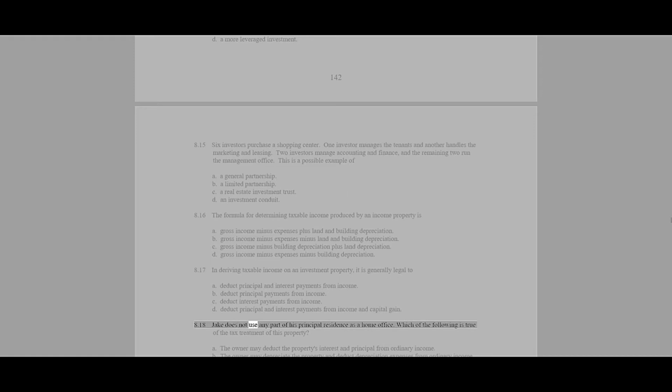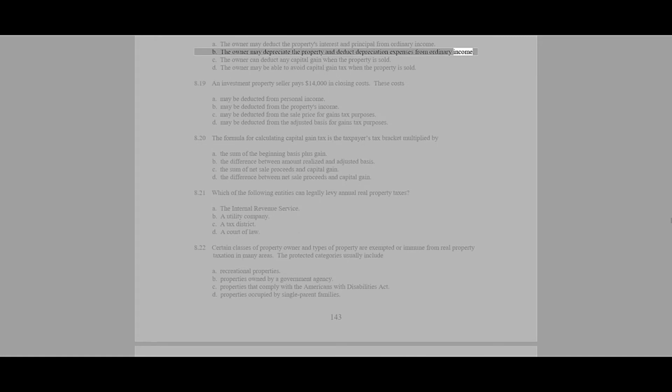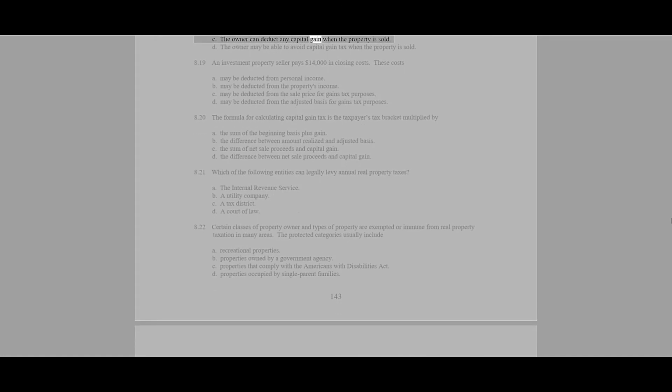8.18 Jake does not use any part of his principal residence as a home office. Which of the following is true of the tax treatment of this property? A. The owner may deduct the property's interest and principal from ordinary income. B. The owner may depreciate the property and deduct depreciation expenses from ordinary income. C. The owner can deduct any capital gain when the property is sold. D. The owner may be able to avoid capital gain tax when the property is sold.